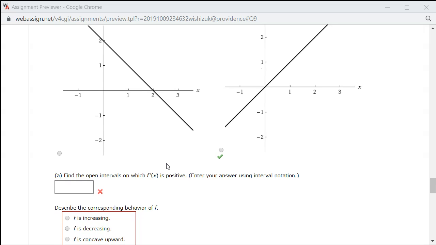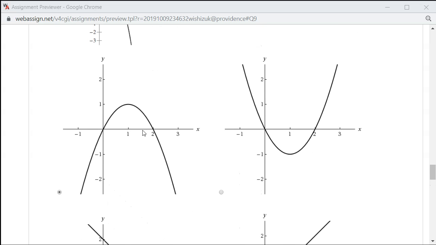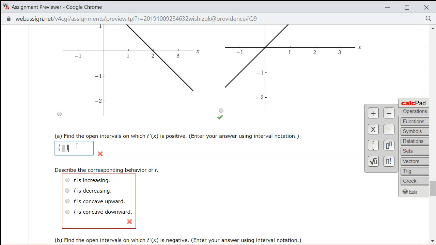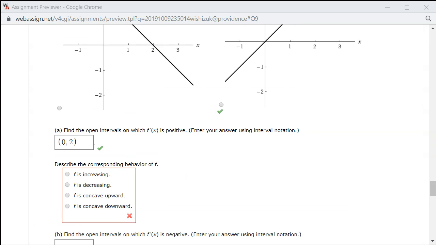Alright, so let's look at part A. Find the open interval on which f prime is positive. You can see that it's between 0 and 2. So we're going to have between 0 and 2. Let's check the answer. I came back and it looks like we got this one correctly.